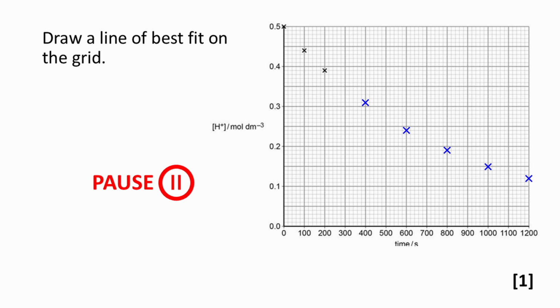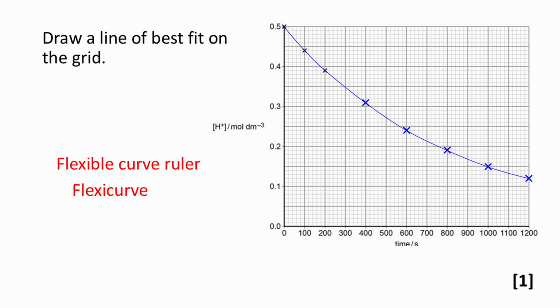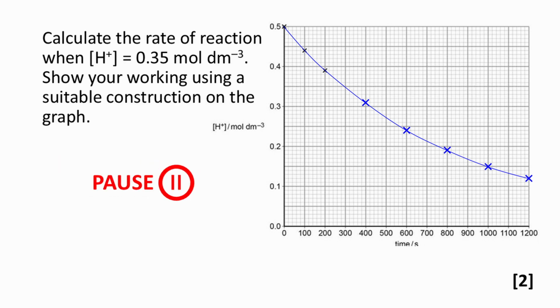Draw a line of best fit on the grid. A smooth curve is necessary that passes within one small square of each of the points. This should be a single line. Practice drawing lines of best fit if you lack confidence. It is possible to buy flexible curve rulers or flexi-curves to help you. These are allowed in exams. Here's the next part of the question.